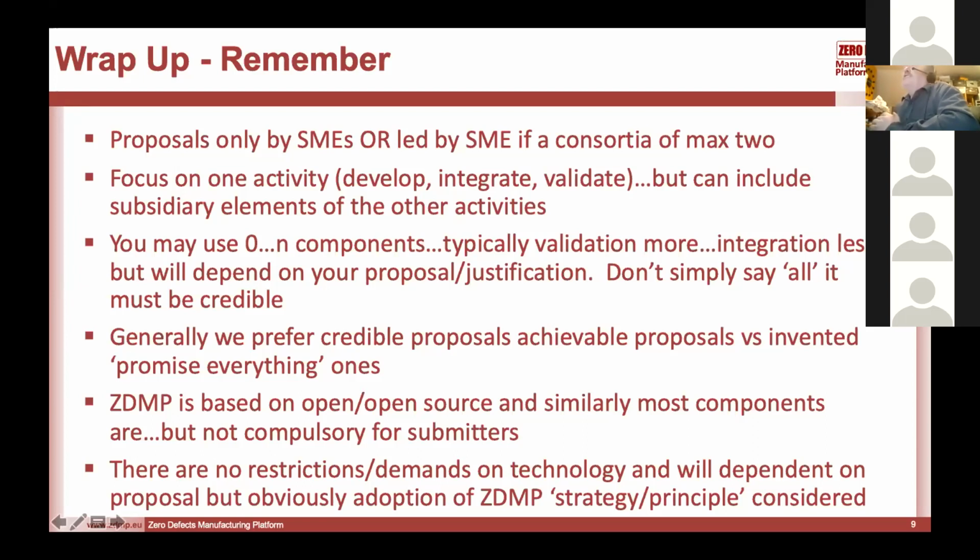The key messages I just want to remind you of: it's about SMEs, this call. Other people can help in subsidiary roles, which generally means a consortium, but only a consortium of a maximum of 2 people. You need to focus on one activity, okay? So it's not a question of combining everything equally, but you can include subsidiary elements of the other activities as well. That would be entirely natural.